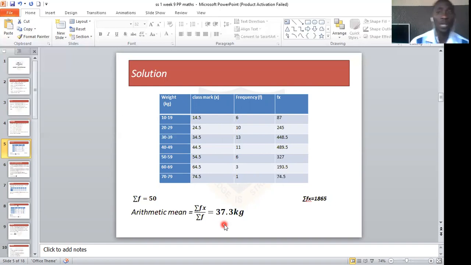Your class mark, and you can really get your class mark in group data. So this is how to calculate the mean for your group data. Please take note of this. Prepare your frequency table first.